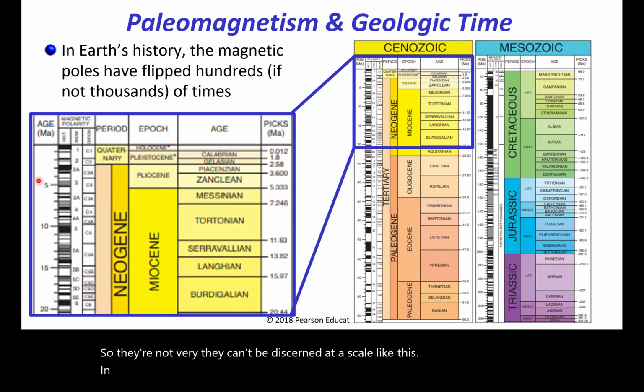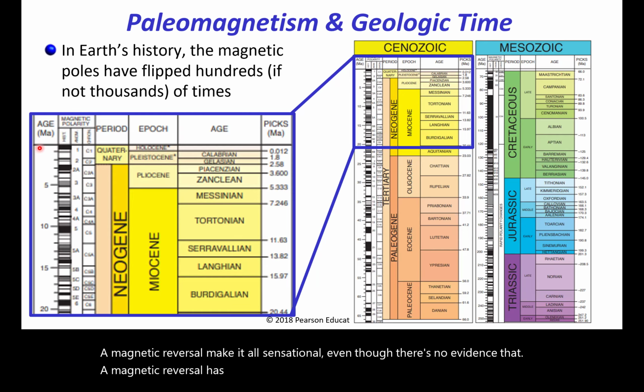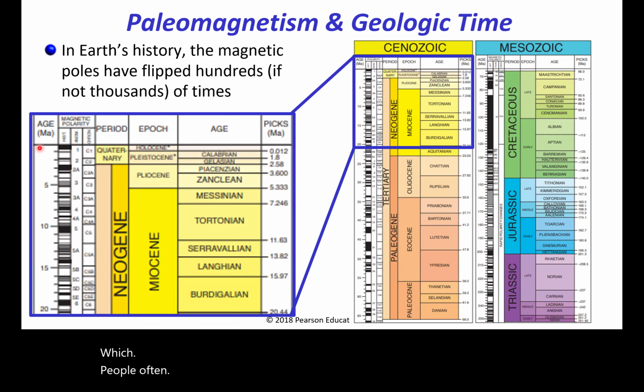In any case, one thing that I see in the science news every now and then is a headline that says, Earth is overdue for a magnetic reversal, make it all sensational, even though there's no evidence that a magnetic reversal has done anything to the Earth. Definitely no mass extinctions, which people often bring up as, humans could go extinct with a reversal.